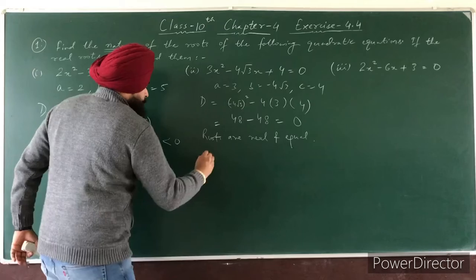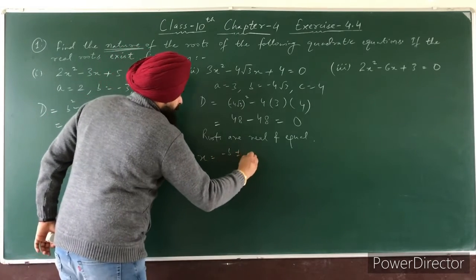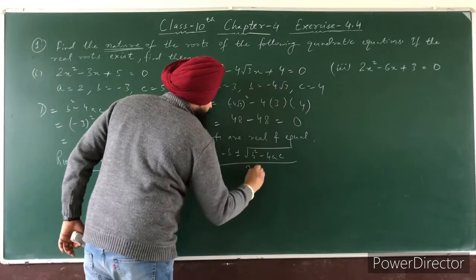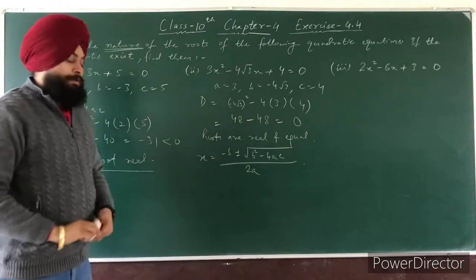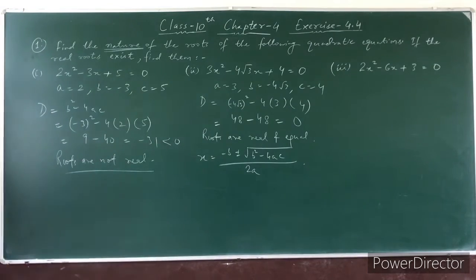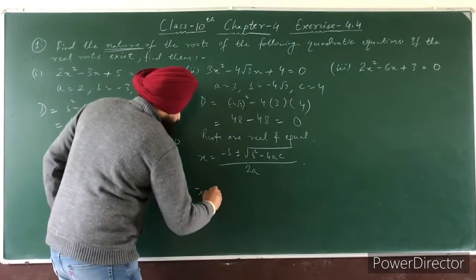So what is the quadratic formula? It is minus b plus minus under root b square minus 4ac, whole divided by 2a. So this is the formula to find the roots by using the quadratic formula. So now put in values.